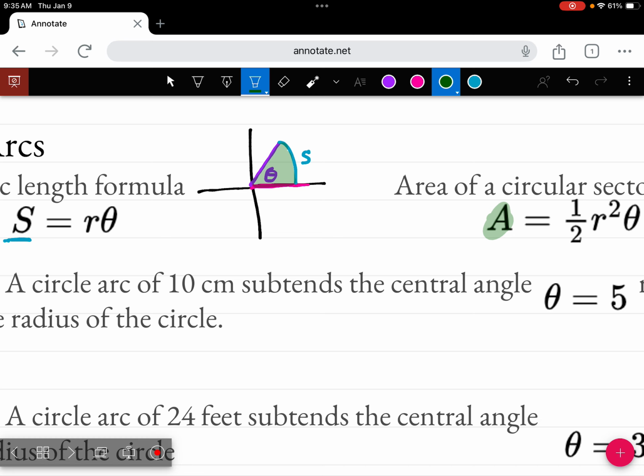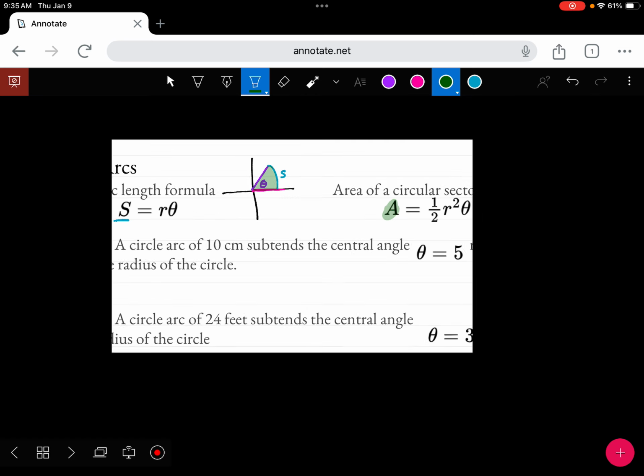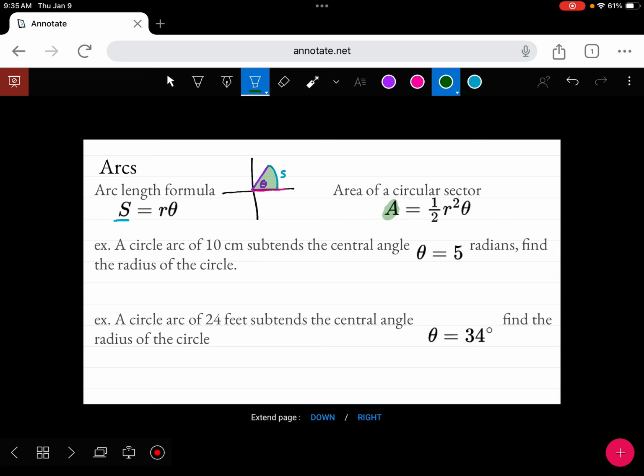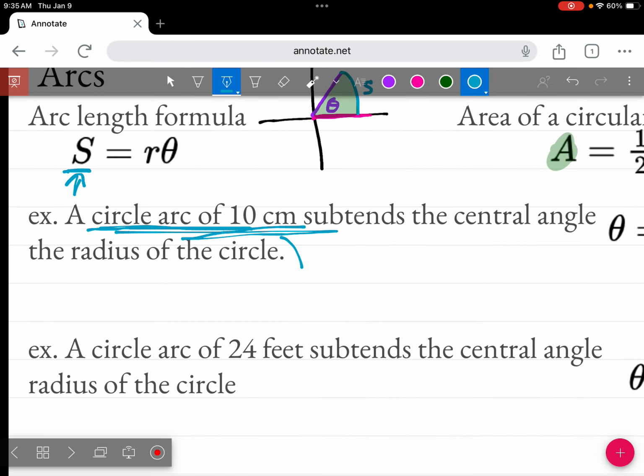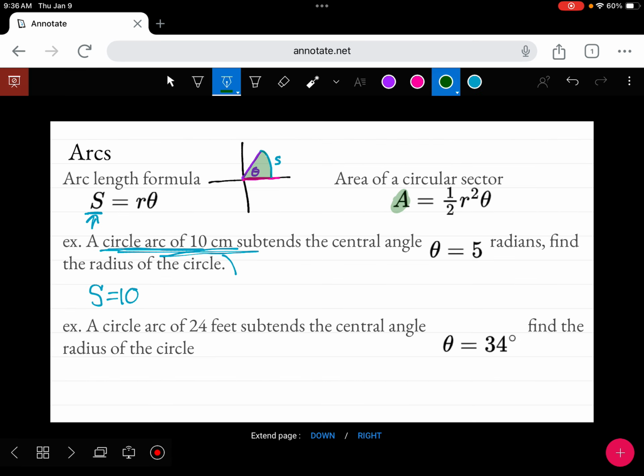So there's a very strange word inside these sentences where it says the circle of arc 10 centimeters subtends. Subtends is part of, holds, contains, is what that means. Subtends just means it's the angle that has that measurement. So this is giving us here a circle arc of 10 centimeters. So they're saying the S. That is the measurement of the length. That's this guy. So S equals 10. And they're giving us our theta of 5.